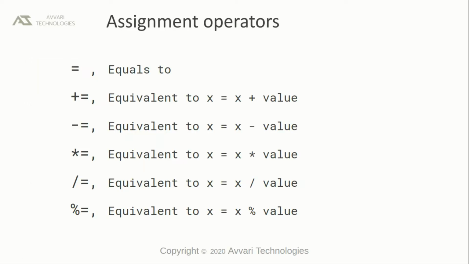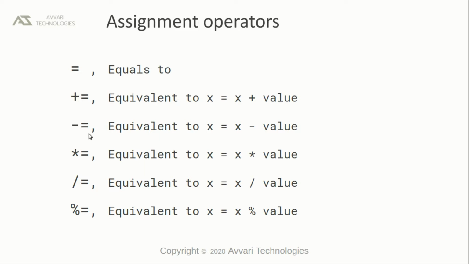There are 6 assignment operators in C language. Those are equal to, and plus equals. This is a shorthand way of writing x is equal to x plus value. Say for instance, we defined a value for x. Now the previous value of x will be retained, and the value will be added to the variable x.